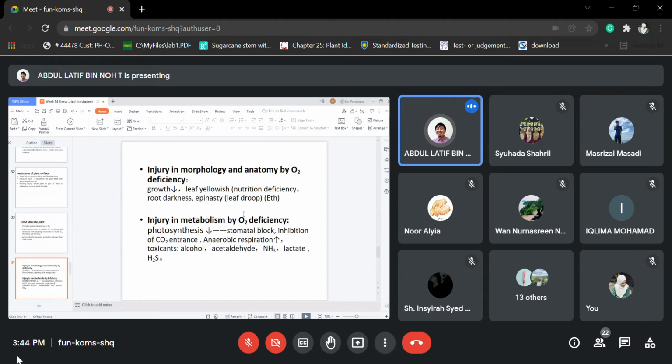things such as for example dekat situ dia ada fungus ataupun ada bakteria. Some of them are beneficial, some of them are not lah. So what happen bila tak ada O2, soluble O2 dekat dalam, what happen? Alright, so increase of the death of the bacteria community di dalam condition tu. Alright, increase of the death of community of the bacteria inside the rhizosphere.